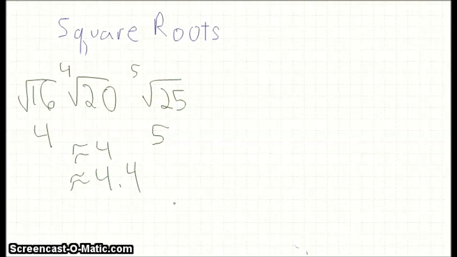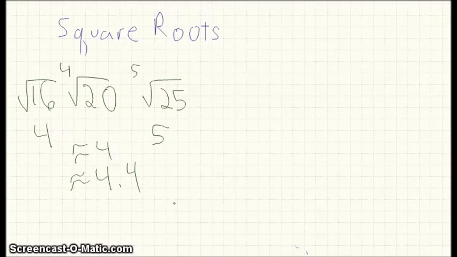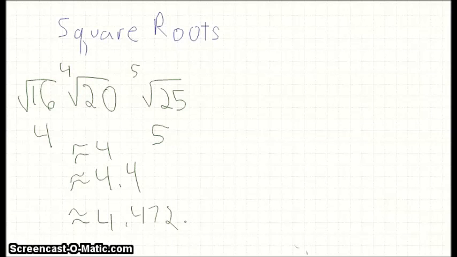If you were to use a calculator and get an estimate that way, you would type it in as square root of 20, and you would get a number of, and again this is an estimation, about 4.4721359, and goes on forever.